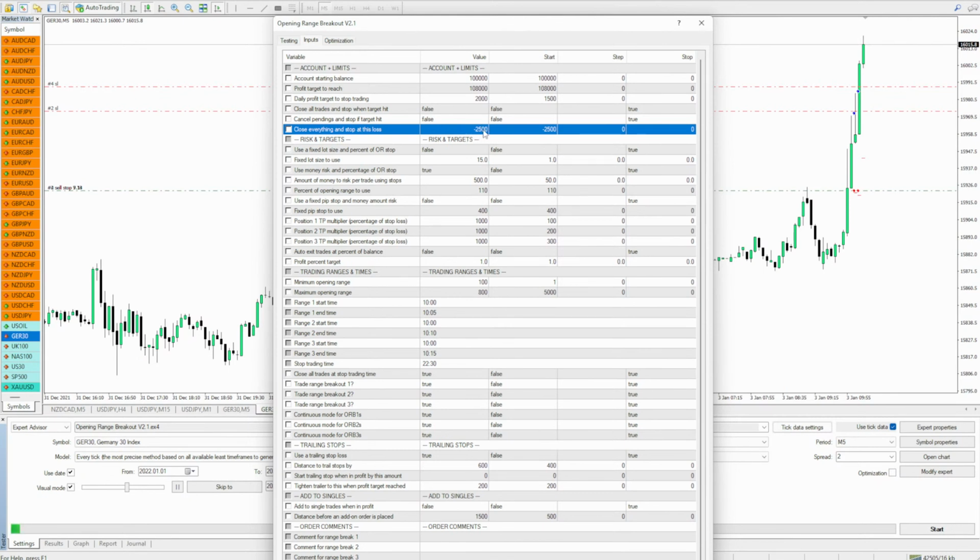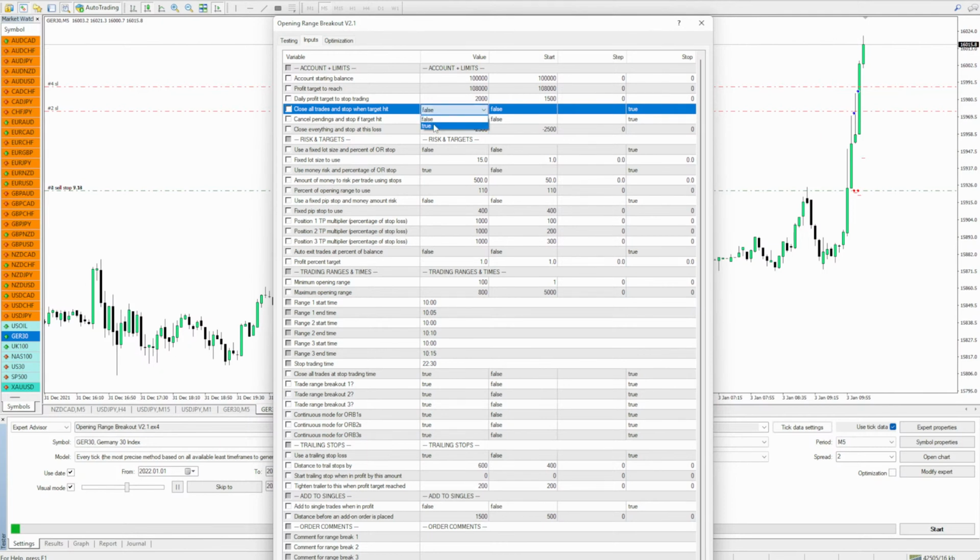So you want to stop at a specific point. You can choose whatever you want, 1,500, 1,000, whatever. If you're only trading a £1,000 account, you might want to stop at £15, 1.5%. It's entirely up to you, but it's all completely configurable. Close all trades and stop when the target is hit.